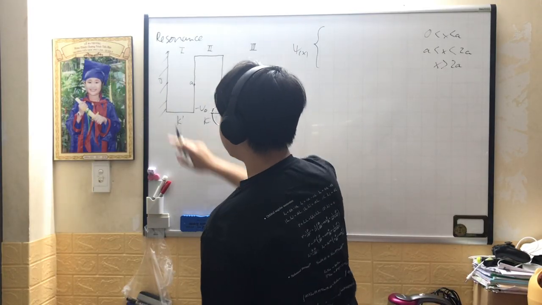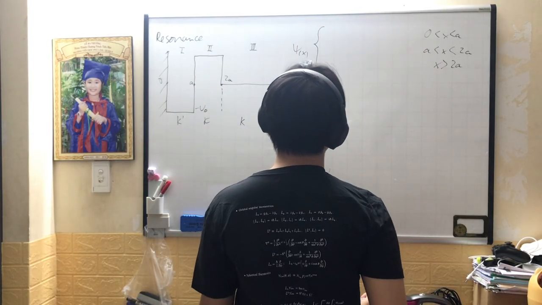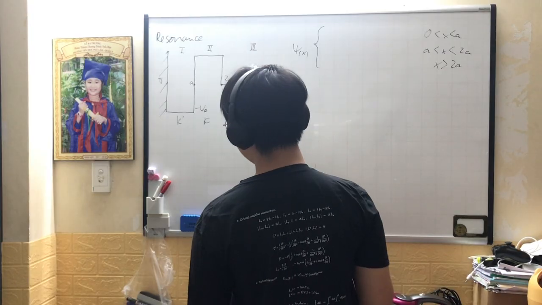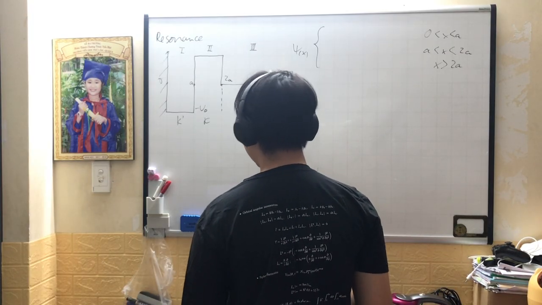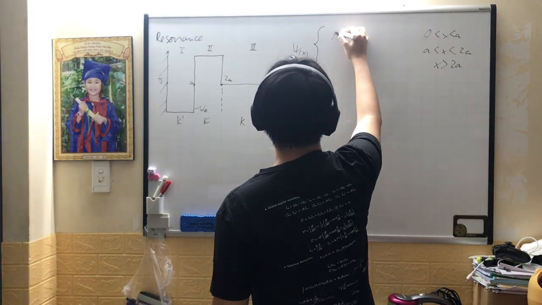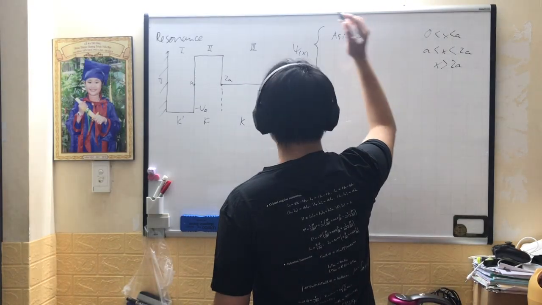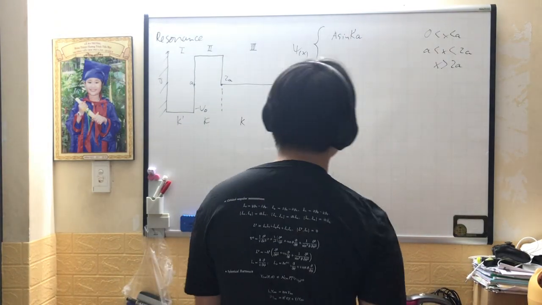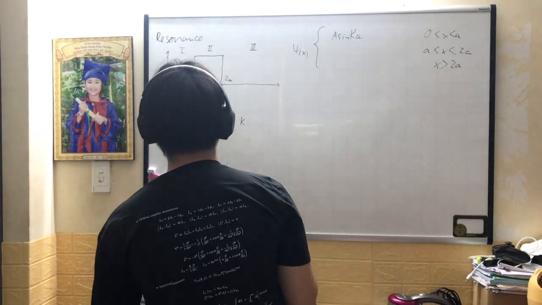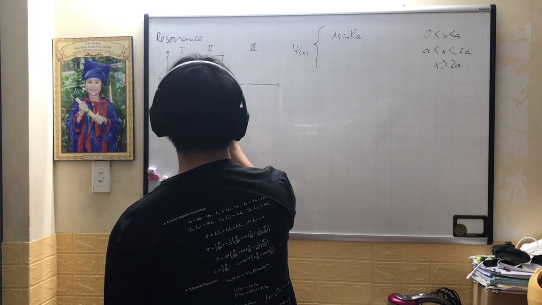It vanishes at 0. Therefore, our wave function would have the sine part. So this would be A sine K prime A. We use the K corresponding to our region. Next one is our region 2.